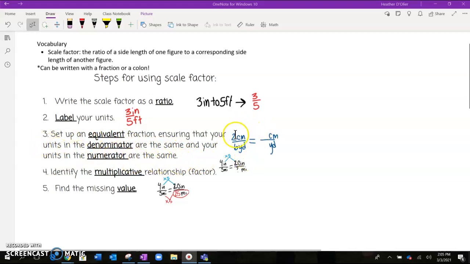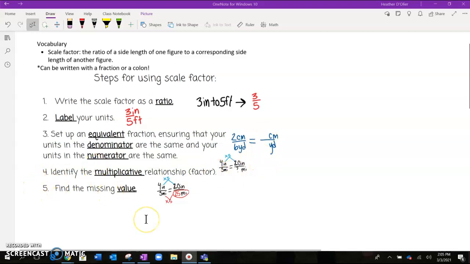So I gave you a different scale factor, but here it was 2 centimeters, so on the other side I wrote centimeters. Here it was 6 yards, so on the other side I wrote yards. And then they will give you at least a value, if not two. And you're going to choose one to put in there. So if it's centimeters, I'm going to put it up top. If it's yards, I'm going to put it down on the bottom.